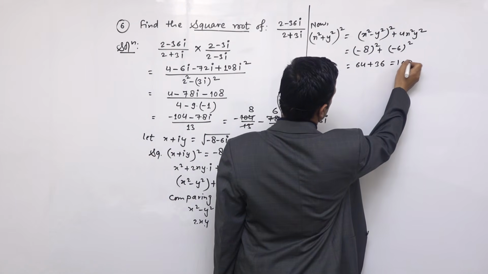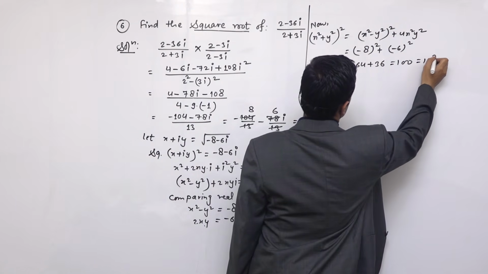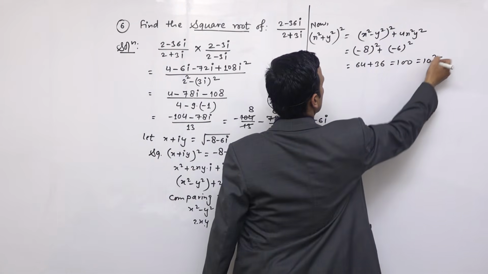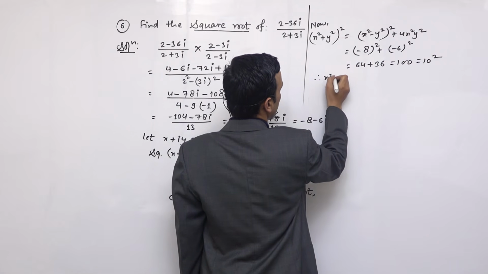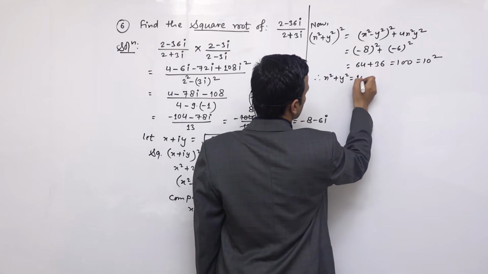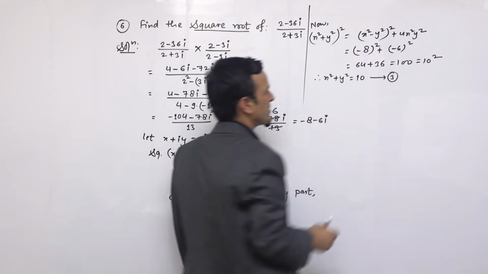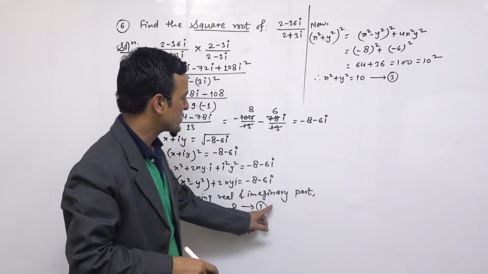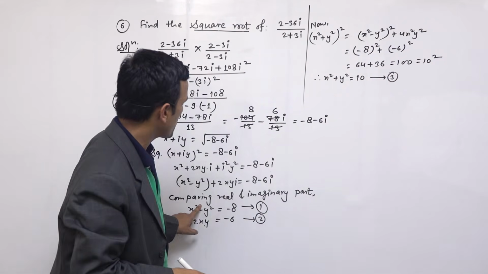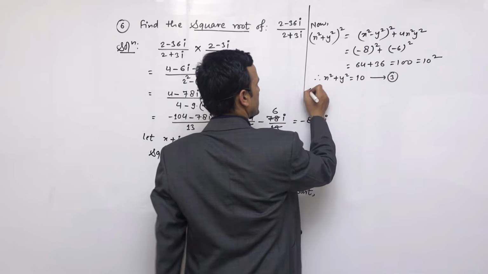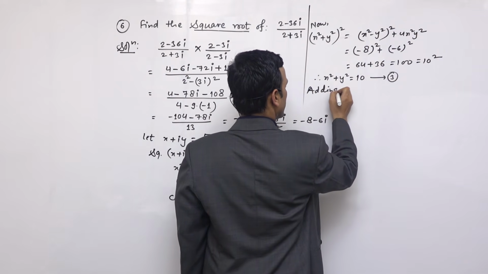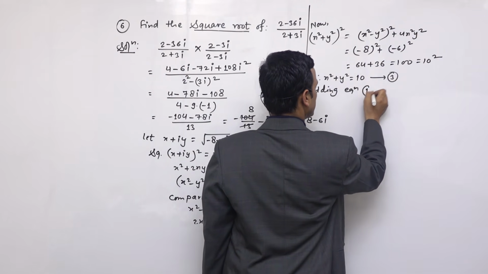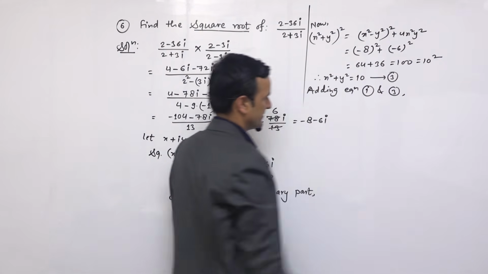This will be 100, and 100 means 10 square. So square and square cancel. So x square plus y square is equal to 10, and suppose it as equation 3. Now we can solve equation 1 and 3. Minus को form र plus को form चाहिँ हामी solve गर्न सक्छौं. Adding equation 1 and 3.